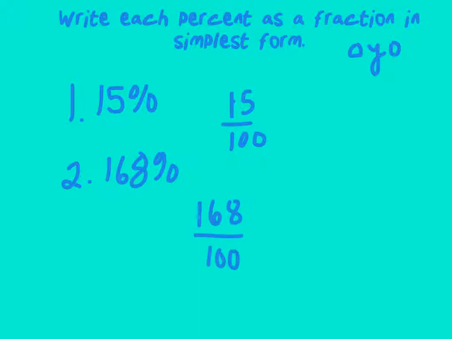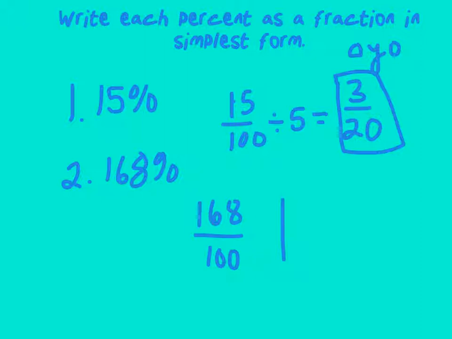All right. Hopefully you started with 15 over 100. Let's put this in simplest form by dividing by 5. 15 divided by 5 is 3, and 100 divided by 5 is 20. And that's as low as that one can go, so we're done there. And on the bottom, we put 168 over 100. 100 goes into 168 one whole time. Then we have 68 out of 100 left over.